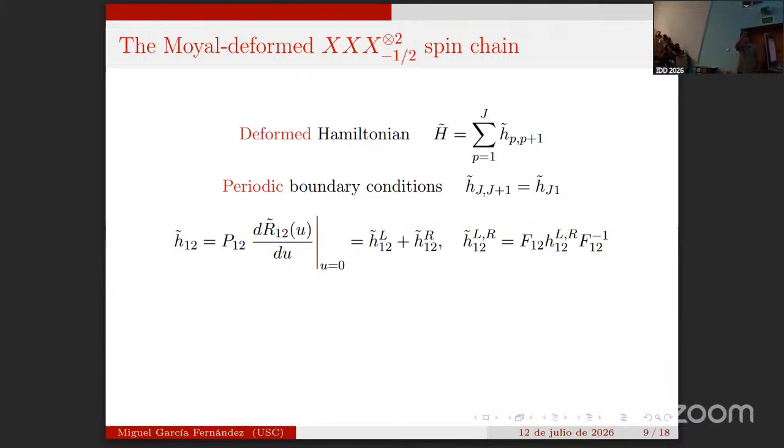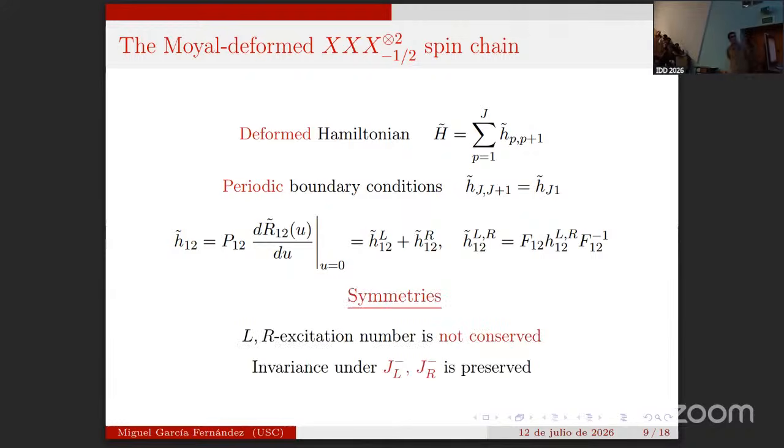Now, the next question we can ask is what are the symmetries of this model? Because we're introducing this twist, we expect that some of the original symmetries are broken. And indeed, this is the case. In particular, because the twist annihilates excitations, particle number is not conserved anymore. However, and this will be very important later, the symmetry under the negative root generators, this J minus, is preserved in the deformed model.